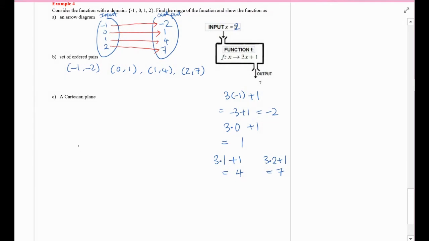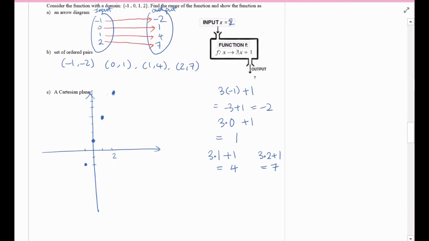And Cartesian plane. Let's draw it. Okay, (-1, -2) is here. And (0, 1) is here. (1, 4) should be here. And (2, 7) over here. So it's a linear pattern, linear relation.